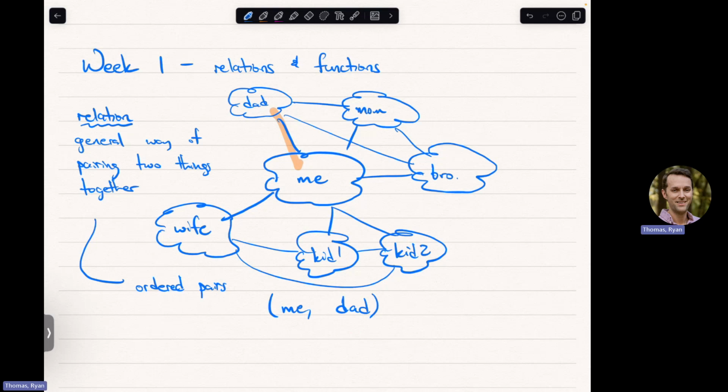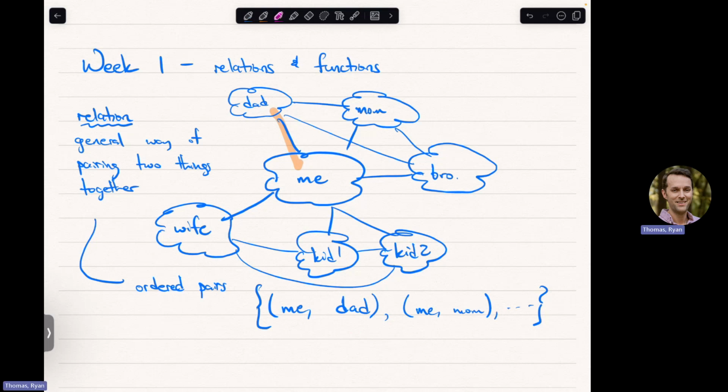If I did that for all of these, I'm not going to write them out, but just imagine I could then group those together as a set. Curly braces like that means all of those things go together, and then there you go. There's me and all of my family relationships as a relation.